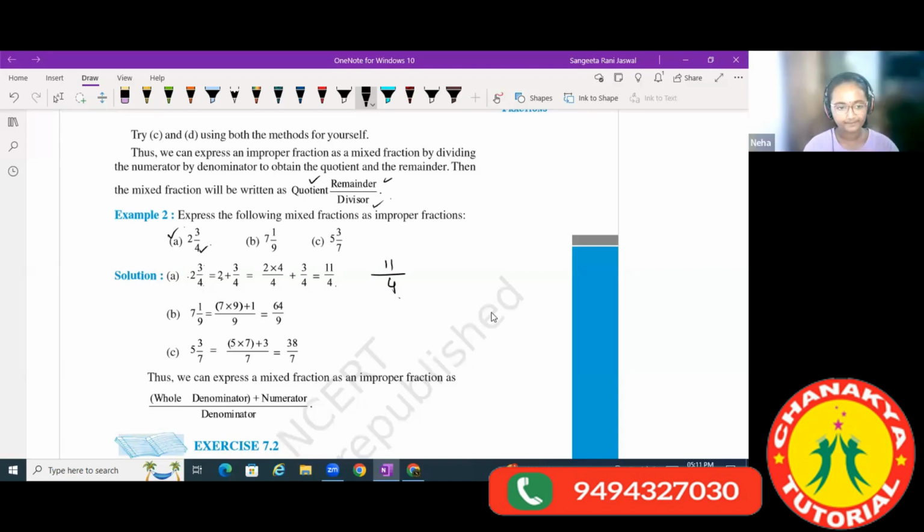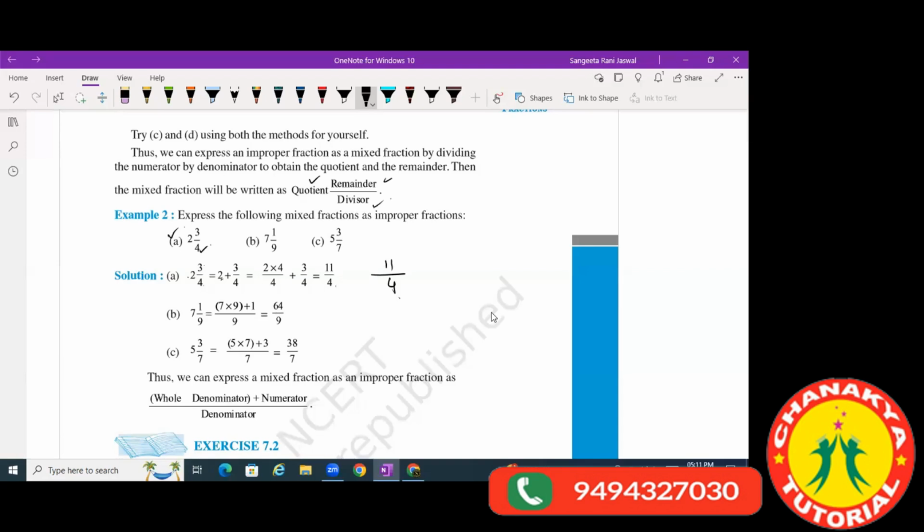See here, this also: 9 into 7 plus 1. This is multiplying, and then this is plus 1. And the denominator is the same as it is in the mixed fraction. Denominator will be the same. So whole number into denominator plus numerator. In the numerator you will have the whole number into denominator plus numerator, and the denominator will be here only. Did you understand this?